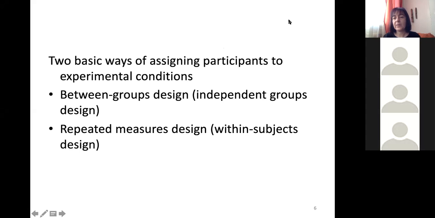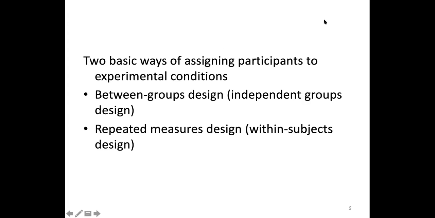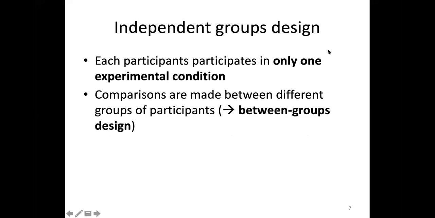For the last two classes, we have discussed that we can assign participants using a between groups design or independent groups design, or we can assign participants using a repeated measures design. Do you remember what is the difference between those two designs? I hope that you do remember.